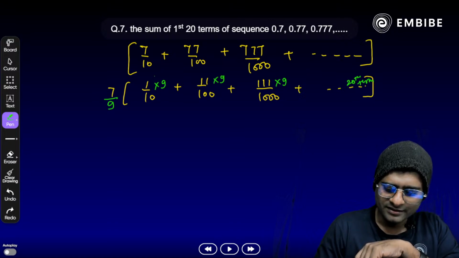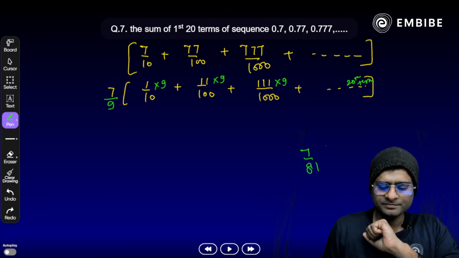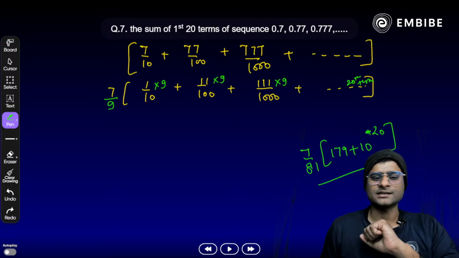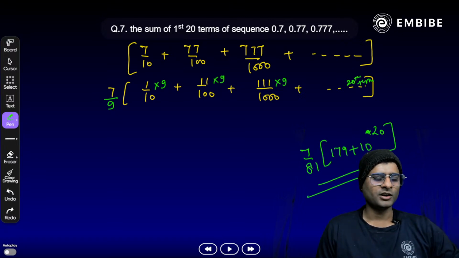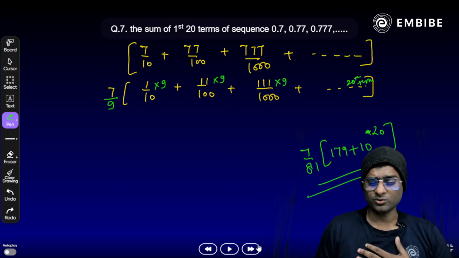Okay, yes, that is the correct answer: 7 by 81, 179 added to 10 raised to the power minus 20. ये आपका correct answer है. ओके, ऑलराइट. सो आप इसके आगे सॉल्व कर सकते हैं, काफी इजी कैलकुलेशन है. यस, ये भी आया हुआ है. कैसे कैसे क्वेश्चन आते हैं, कितने इजी आते हैं.